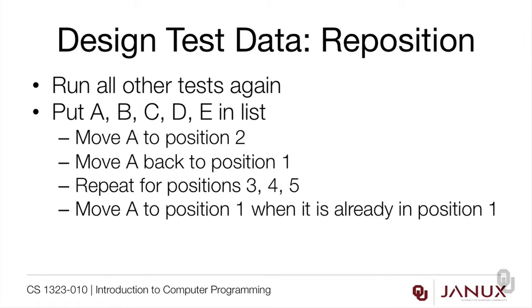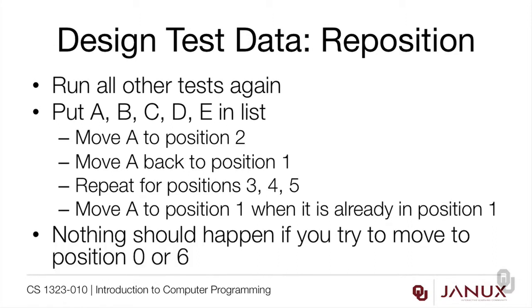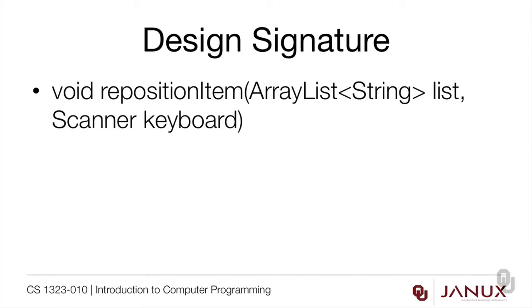Then we want to move A to position 2 and then back to position 1, and repeat that for positions 3, 4, and 5. The other thing we might want to try is moving A to position 1 when it's already in position 1. While that isn't a very sensible operation, it's not harmful, and so we'd like our software to work for that. The other thing is that nothing should happen if you try to move to position 0 or position 6 on this list. So these are all the little borderline possibilities that we always consider.